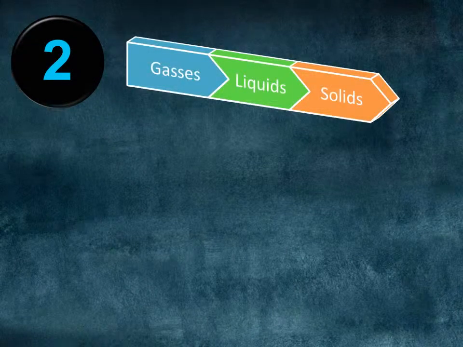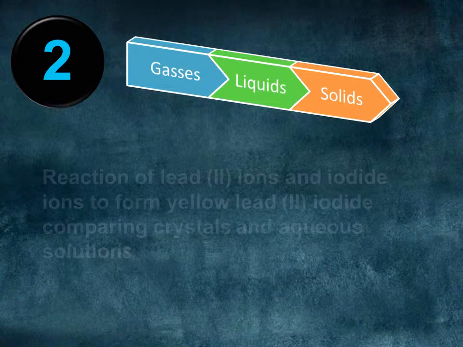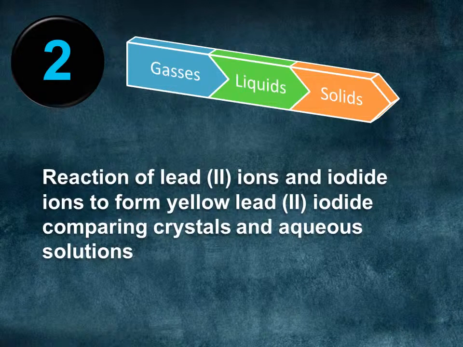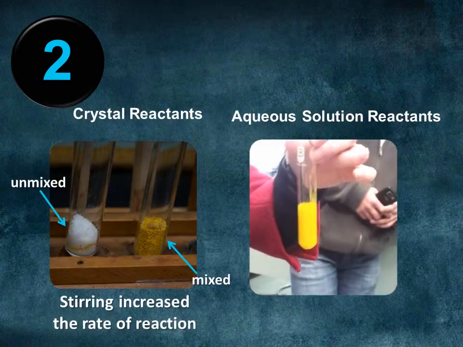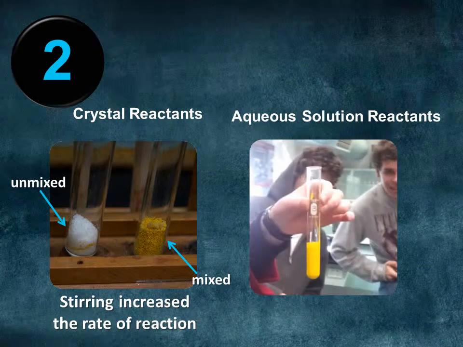Gases tend to react faster than liquids, which react faster than solids, as it takes energy to separate particles from each other. Because of this, the state of the reactant is a factor affecting reaction rate. This is demonstrated by comparing crystal and aqueous solutions of the reaction of lead ions and iodide ions to form yellow lead iodide. The aqueous solution reacted instantaneously, much faster than the crystals.